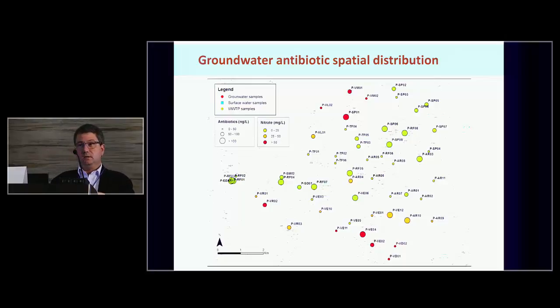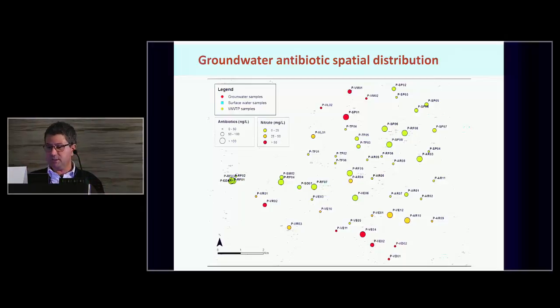Both nitrate and antibiotics are reactive substances. They will modify their concentration once in the subsurface. So looking for this linear relationship, as has been seen in some papers, I think it's meaningless. If it exists, very well, but if it doesn't exist, it's inconclusive.